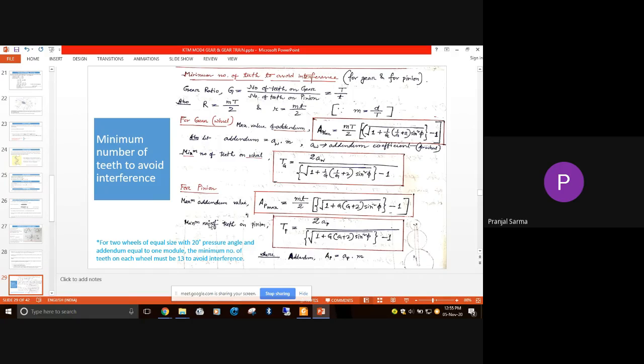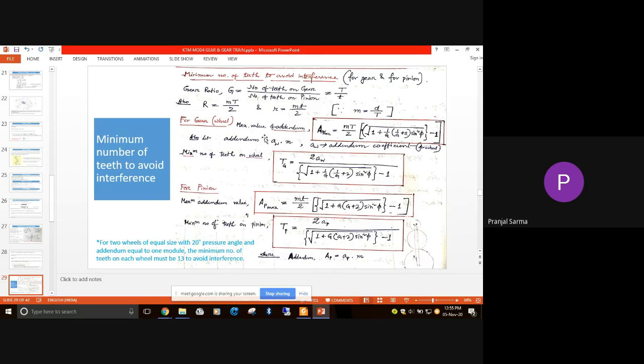So for the minimum number of teeth which should be there in the gear as well as in the pinion, the bigger wheel as well as the smaller wheel, the expressions are somewhat similar only. And for the utilization of this, suppose G, for gear, how can we get it?